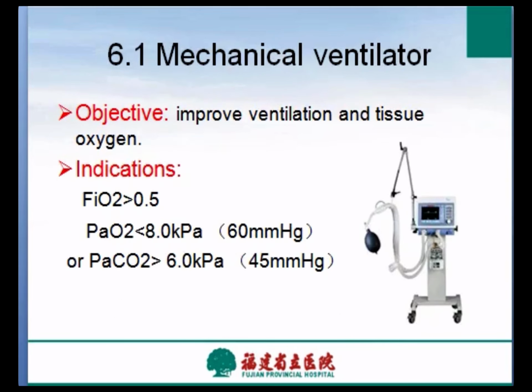First, the mechanical ventilator. Mechanical ventilation is the most important treatment for severe acute lung injury, and the objective of mechanical ventilation is to improve ventilation and tissue oxygen. When inhaled oxygen concentration is more than 50%, the pressure of arterial oxygen is less than 60 millimeter Hg, or the pressure of arterial carbon dioxide is more than 45 millimeter Hg, mechanical ventilator should be applied to treat the patients. It often reflects the patient is in a severe stage.